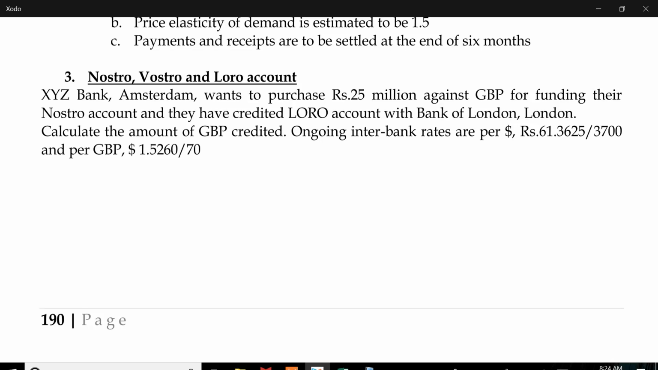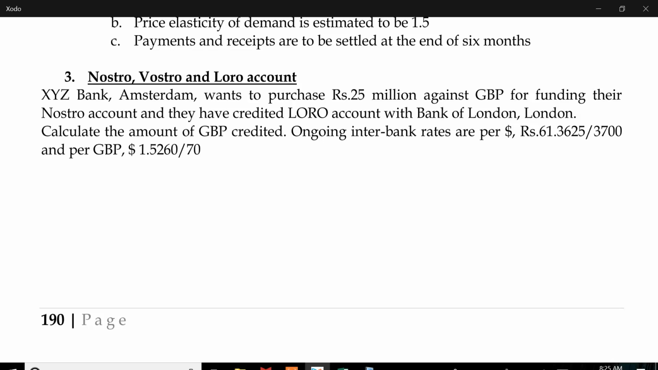Okay. Now in this question, what is happening? There's a bank in Amsterdam which wants to buy rupees 25 million. They have GBP with them, so they transfer this GBP to Bank of London. Bank of London is going to convert this into dollars, and finally the dollars will get converted into rupees, which get transferred to their account in India.